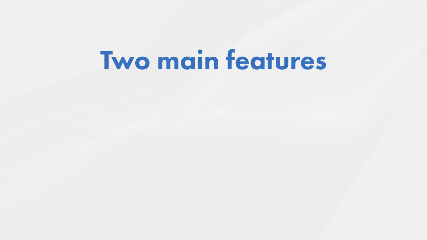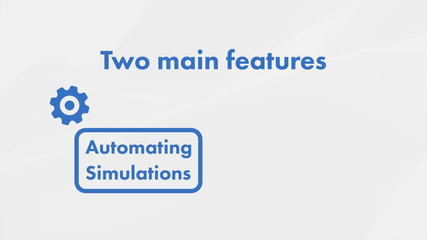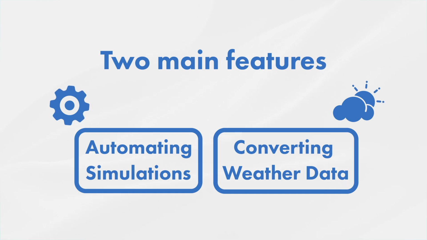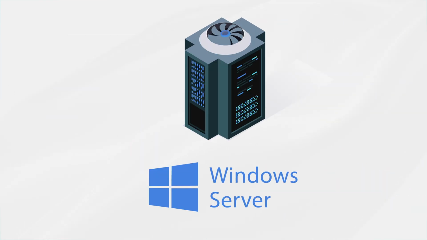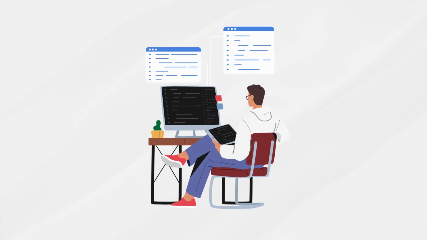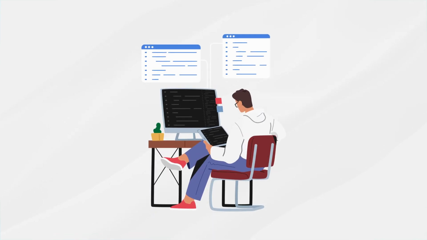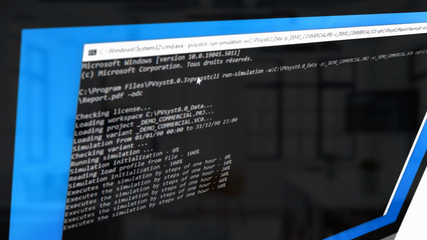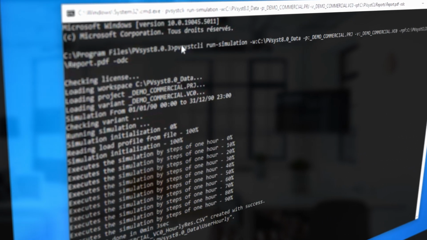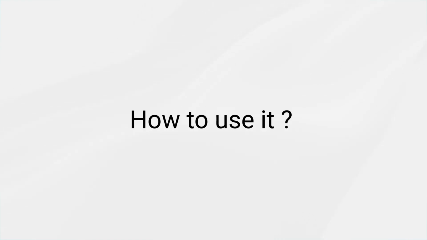PVsystCLI offers two main features: automating PVsyst simulations and converting weather data. Designed for Windows systems, whether standalone or server-based, it enables you to perform these tasks via a simple command line interface. Commands can be generated programmatically, allowing interaction and integration with other existing tools. Let's see in detail how PVsystCLI works and how to use it.